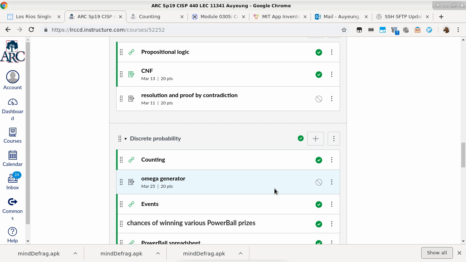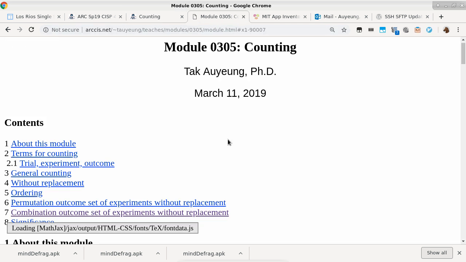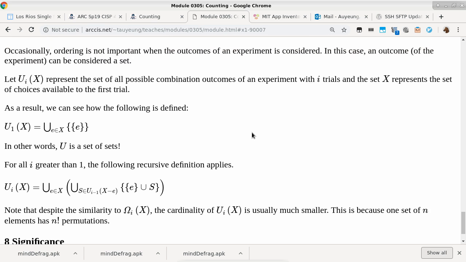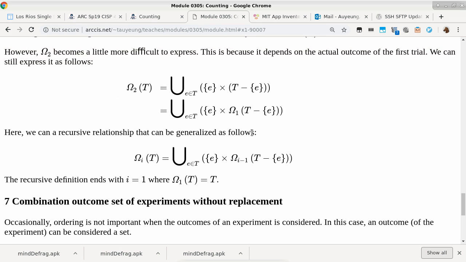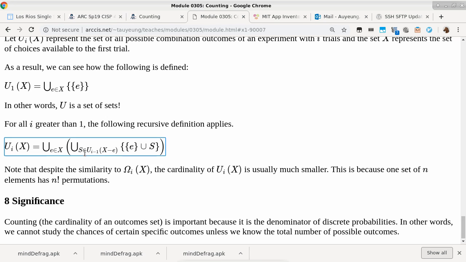Okay. So the next thing is to go back to discrete probability, and we're going to start with counting, which you might think, hey, I learned that in elementary school. Do we really have to talk about this again? Well, if you look at the counting module and you look at the bottom part of it, you probably will think, yeah, maybe we should talk about it. Because we have a nested application of a union on things in T, and the other one is even more nasty. Look at this one.